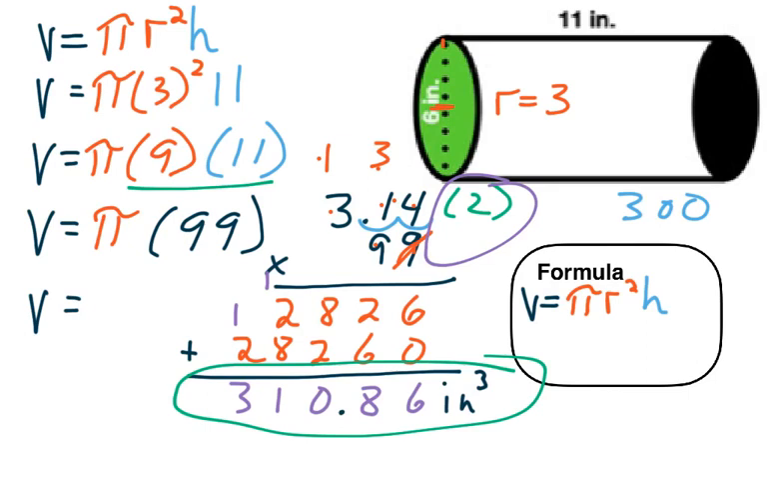So remember, to get the area of the circle, make sure you use the radius. And then you're just going to multiply it by the height. All right, it's like a stretched out circle.